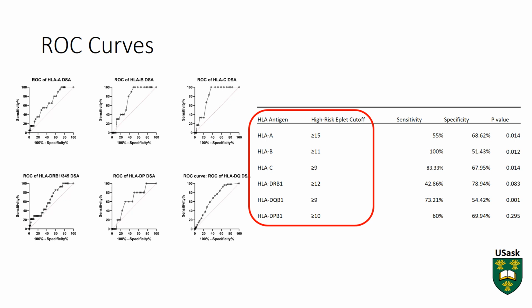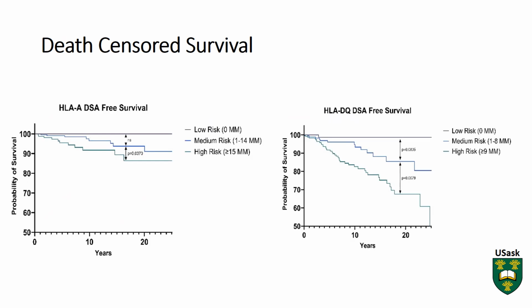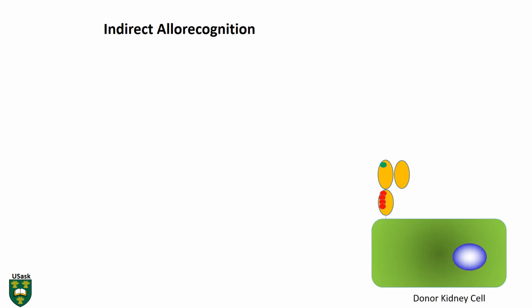As you can see here, each locus has a different eplet mismatch cutoff. We further stratified these patients into 3 different groups, depending on the eplet mismatch group. I'm not going to go into further details because we already presented this last year. I'm more interested in what we have done this year.